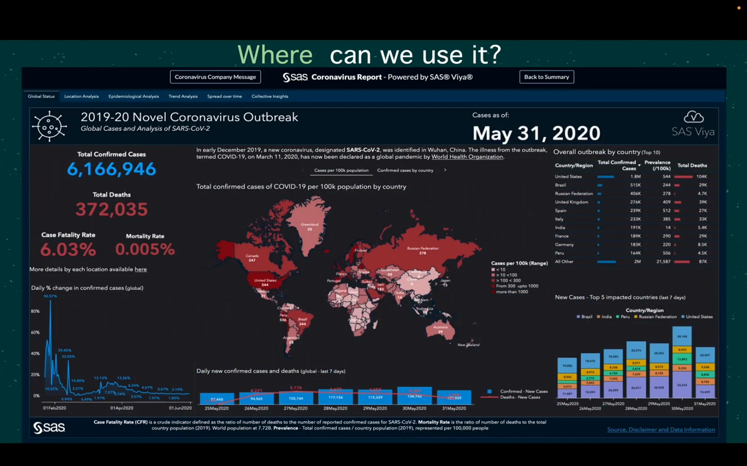So, where can we use it? Definitely, we can use it in every field with data. This is an example data visualization for the novel COVID-19 outbreak from 2019 to 2020. It shows the total confirmed cases, total deaths, case fatality rates and mortality rates, and also changes in confirmed cases. From the map, we can easily see the confirmed cases around the world by the shade of color. Overall outbreak by countries shown in bar charts can be compared with each other easily. The detailed information of COVID-19 is all represented here.